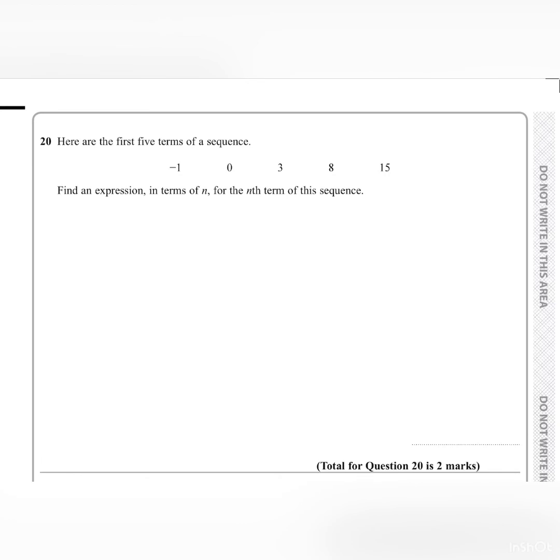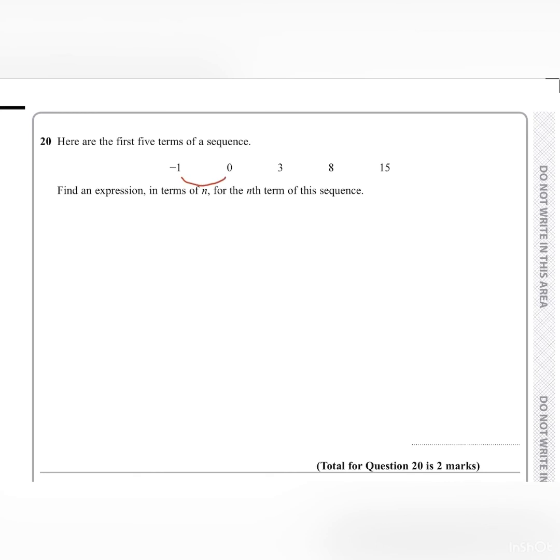Okay, question number 20, it says, here are the first 5 terms of a sequence, and find an expression in terms of n for the nth term of this sequence. Okay, so we haven't been told whether this sequence is a linear sequence or a quadratic sequence or geometric or anything. So what we can do is start off by looking at the difference between the terms.